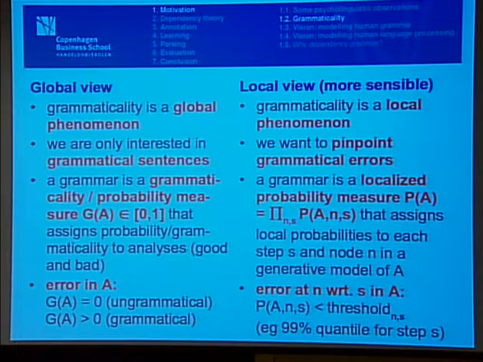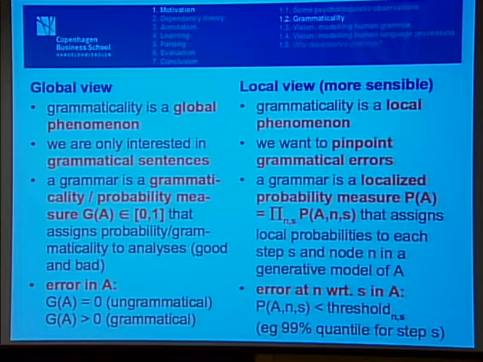So if you detect an error, you try to repair it. Is it really an error? Does it actually lead to a successful repair, or doesn't it? If it does lead to a successful repair, you want to basically raise the threshold. If it doesn't, you want to lower it. So you become more restrictive about what is an error. So this is a difference between a global view of grammaticality and a local view of grammaticality.